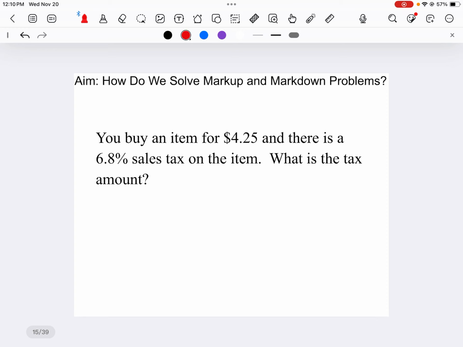You buy an item for $4.25 and there's a 6.8% sales tax on the item. What is the tax amount? In order to determine the tax amount or the markup amount, we're just going to do the price times the percent. And the percent has to be in decimal form. So this is going to equal our markup amount.